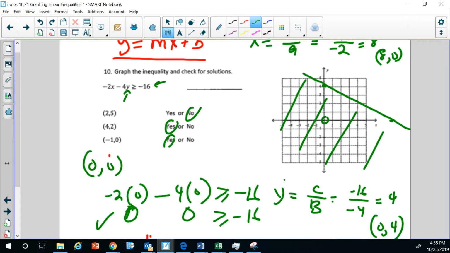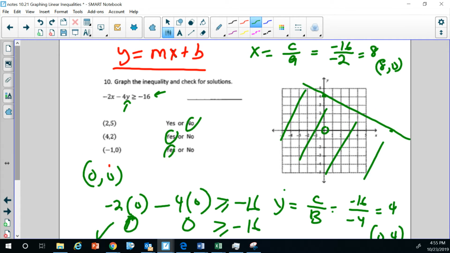I don't want this to be a long video, but we can discuss in class tomorrow. Again, given the equation in standard format, just find your x and y intercepts, plot them on a graph, draw the line, pick any point on the graph and plug it into the equation. If the equation is satisfied, then that's the side your solution set is on.